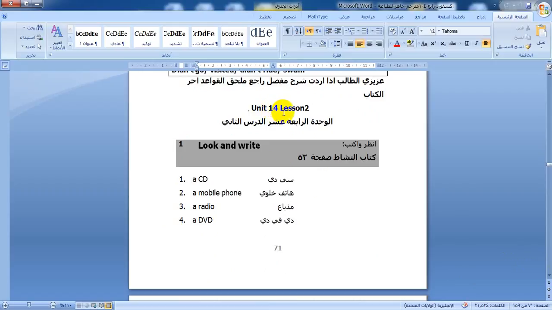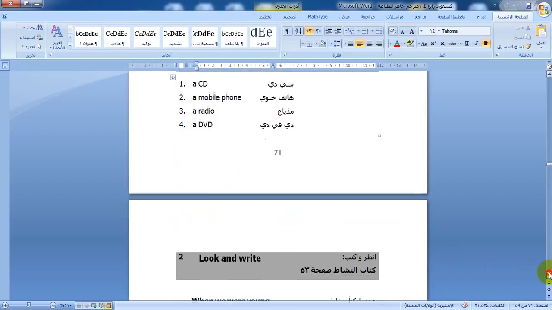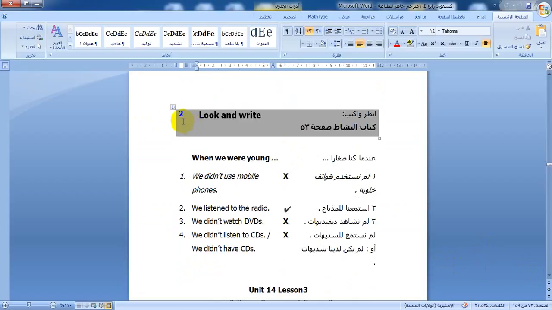Unit 14, Lesson 2. Look and write. 1. A CD. 2. A mobile phone. 3. A radio. 4. A DVD. Look and write. When we were young: 1. We didn't use mobile phones. 2. We listened to the radio. 3. We didn't watch DVDs. 4. We didn't listen to CDs. We didn't have CDs.